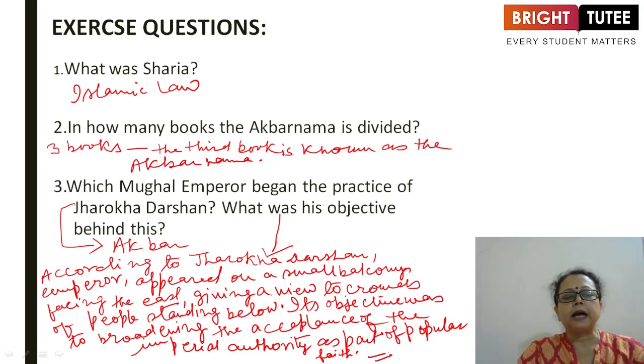So this is about that. Which Mughal emperor began the practice of Jharokha Darshan? It's a very simple answer, Akbar. And what was its objective? Why was this started by Akbar?